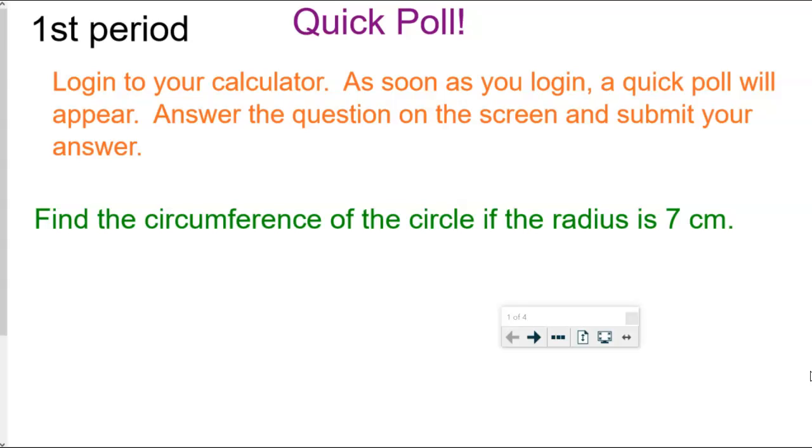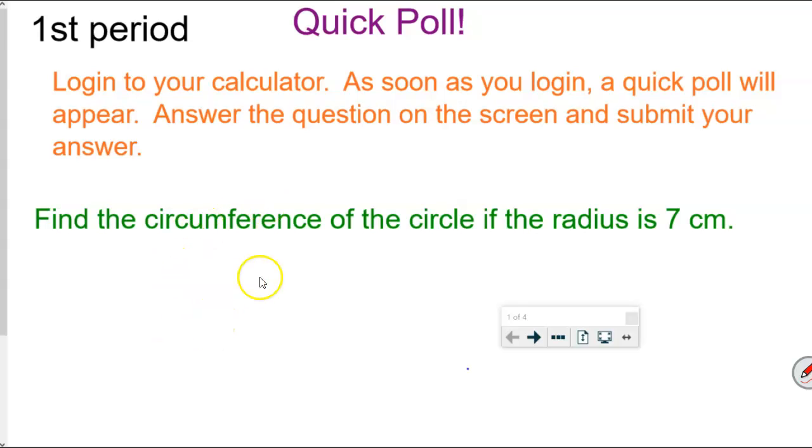Find the circumference of the circle if the radius is 7 centimeters. Pause the recording until you have your answer, and only continue when you have your answer so we can check it together. All right, with this problem, I have given you the radius.